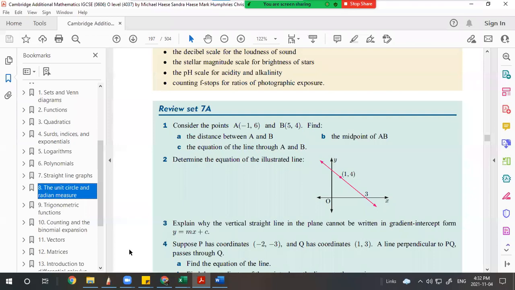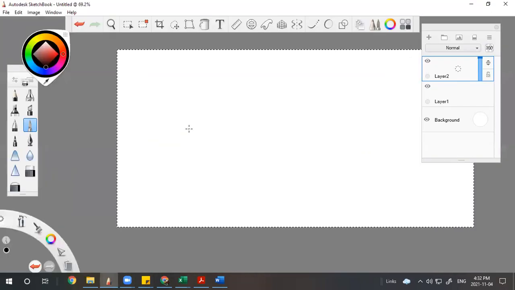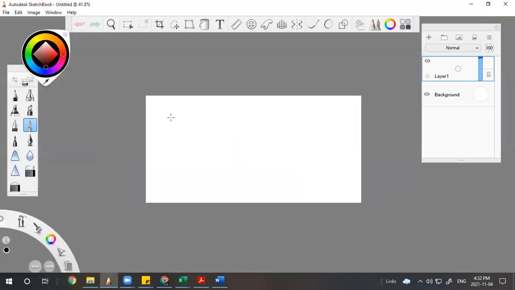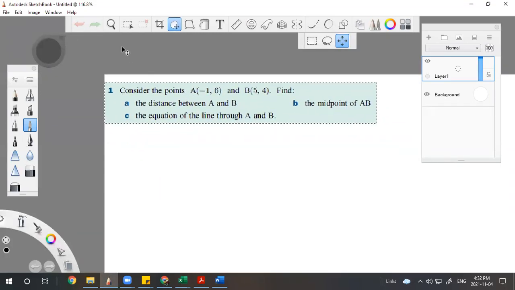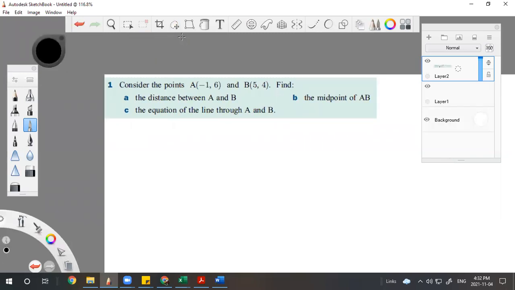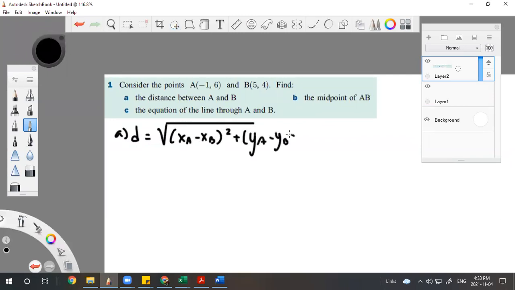Okay, for number 1, this is the basic. Consider point A (-1, 6) and point B (5, 4). Find the distance between A and B. How do you find the distance? The distance is always given by the formula of Pythagoras: the square root of (XA minus XB) squared plus (YA minus YB) squared.